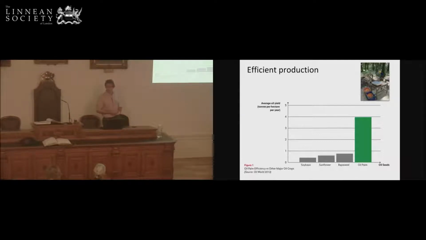This is usually glossed over, I've got to say, in newspaper reports, which tend to point out why oil palm is bad. Oil palm is also very good. It's very bad for biodiversity. It's very, very good in terms of oil production. So this is looking at the closest other producers. It's 4 or 5 times more productive per hectare than any other oil crop.